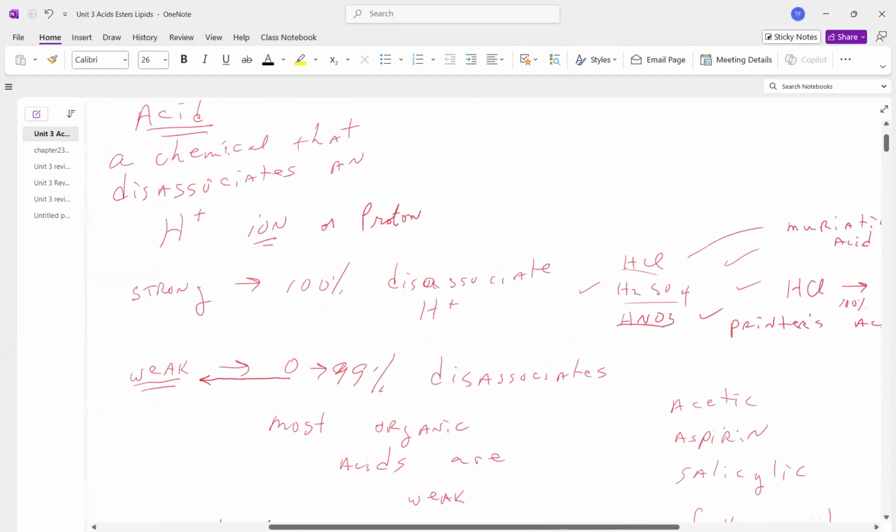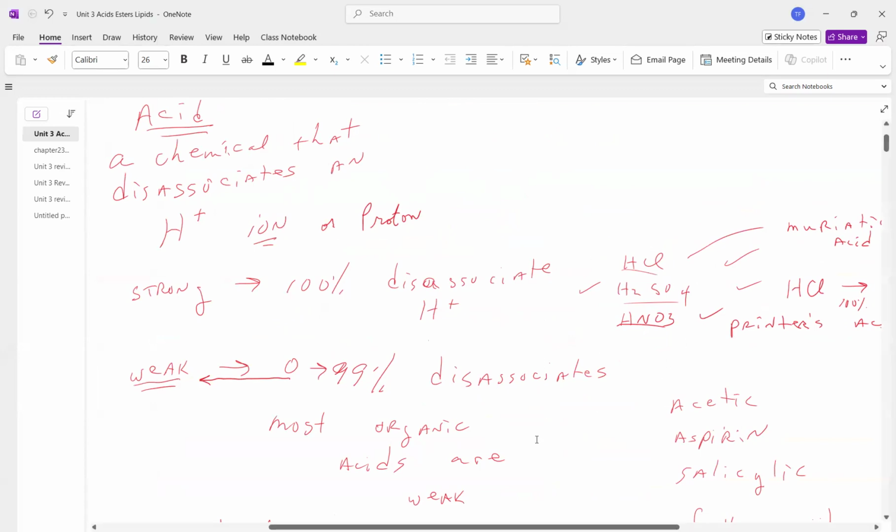If all of them come off, it's considered a strong acid. The acids we're going to be working with in here are hydrochloric acid, HCl, and sulfuric acid. We're not going to be working with nitric acid at all. But these are the three strong acids you've probably run into in past classes.